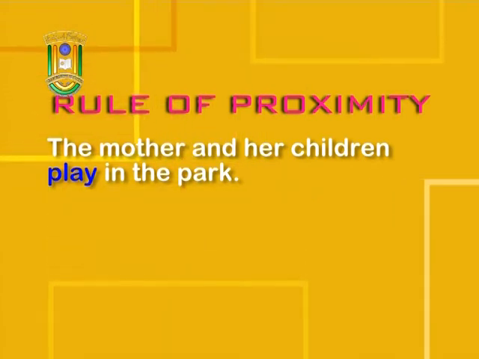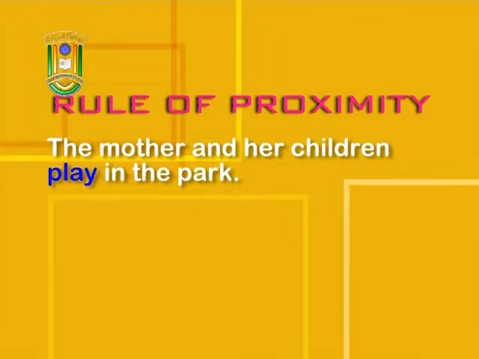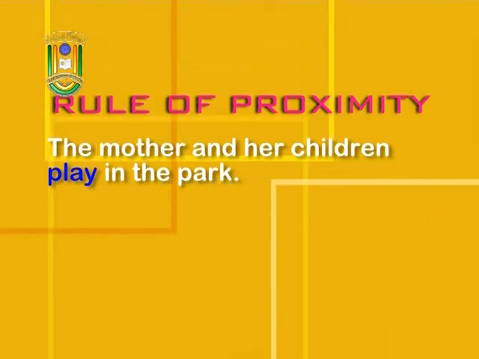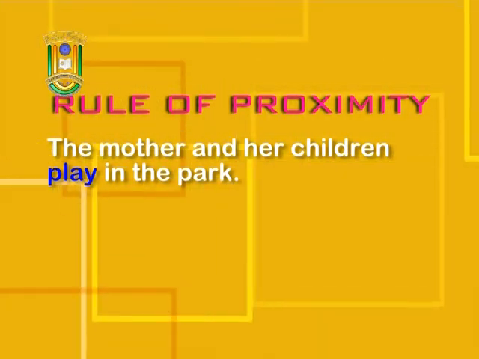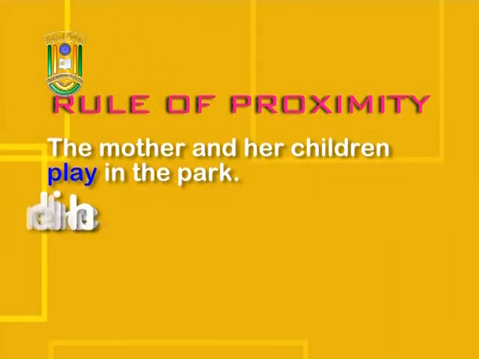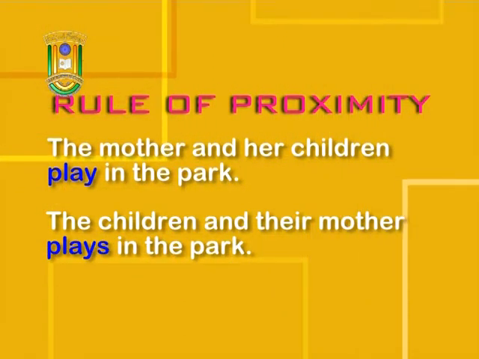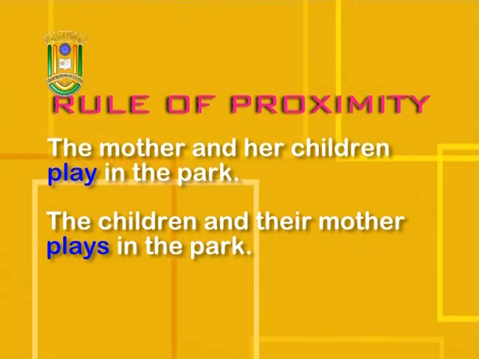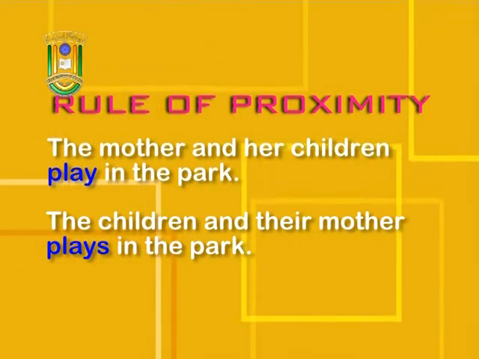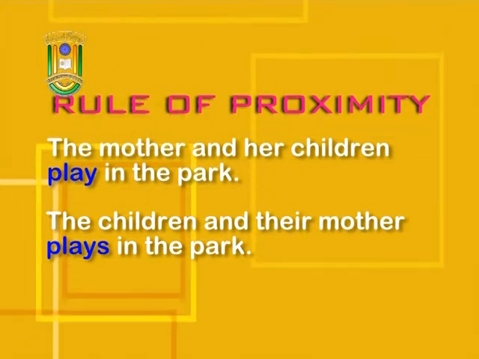Let us proceed a little further and look at some more uses of the rule of proximity. The mother and her children play in the park. There are two subjects in the sentence, the mother and her children. The subject that is closer to the verb is her children. Therefore, the verb play agrees with the plural subject. In the second sentence, there is again a reversal of the word order. We say the children and their mother plays in the park, because remember, mother is singular, it is third person singular, and the verb plays has to agree with the subject that is closest to it.